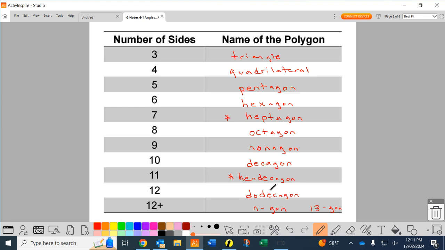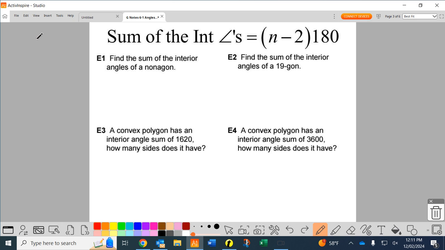So our formula that we're going to use for numbers 1 through 12 on the homework tonight is the sum of the interior angle formula. It is n minus 2 times 180. This is going to give you the total of the angles inside of a polygon. That's what the word sum means, adding them all up. If you add up all the interior angles inside a polygon, you can do that by doing n minus 2 times 180. So if we have a nonagon, how many sides does that have? 9. We're going to do 9 minus 2 times 180.